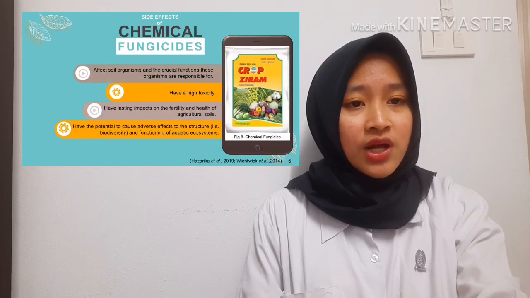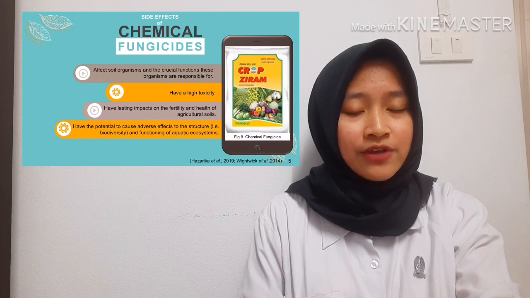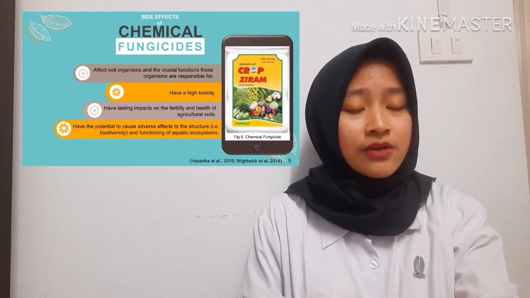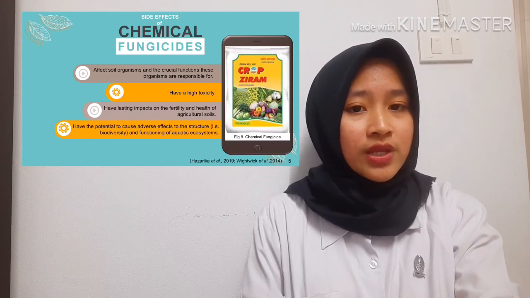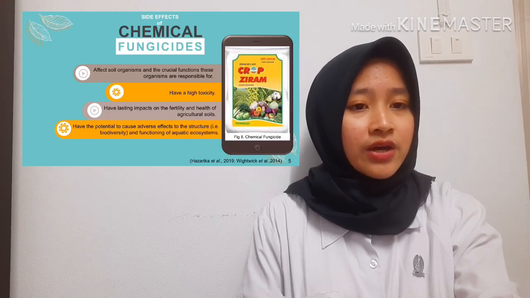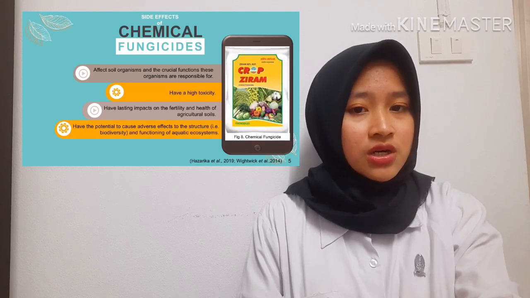To combat fungal infection, farmers rely on resistant crop varieties or multiple fungicide treatments, which can have negative effects on the environment. First, they affect soil organisms and the crucial functions these organisms are responsible for. Then, they have high toxicity and a lasting impact on the fertility and health of agricultural soils. Last, they have the potential to cause adverse effects to the structure and functioning of aquatic ecosystems.